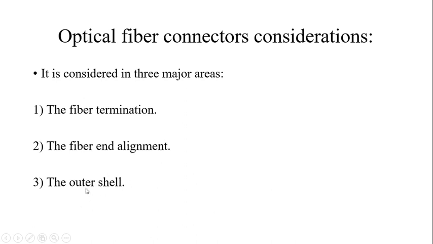The third area we consider is the outer shell. There it protects the fiber ends from the environment and provides adequate strength at the joints. So any environmental changes, the connector will protect against them and provide adequate strength at the joints. These are the three major areas where we consider fiber connectors.